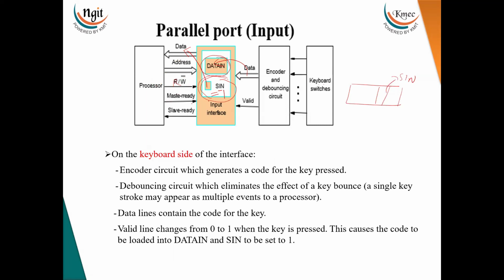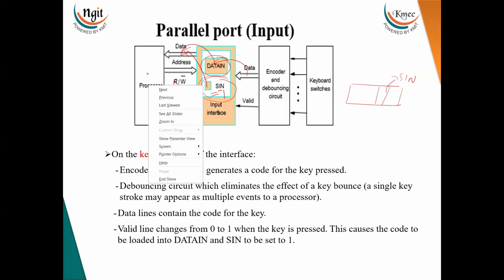When the master ready signal is received by the interface, it will send the slave ready signal. Along with the slave ready signal, it will place the data in content onto the data bus. Thereby the processor will read the data. This is what happens inside the processor when the input device is connected to the parallel port.